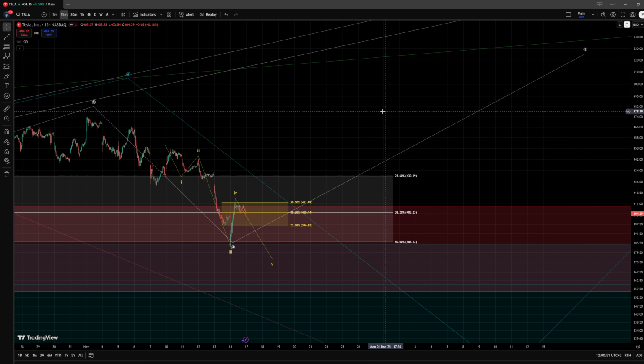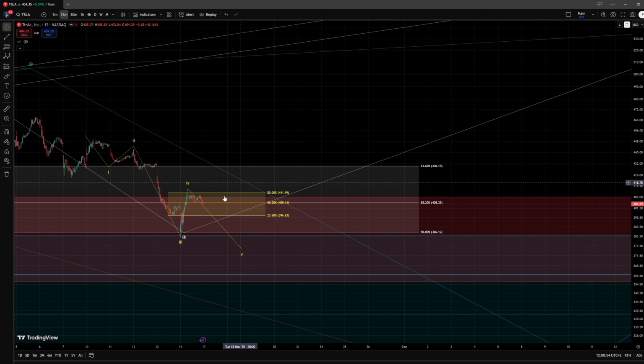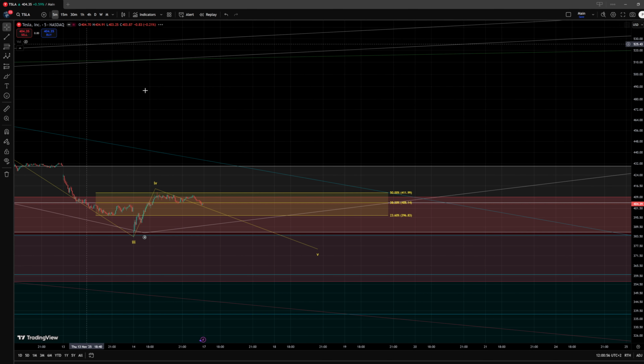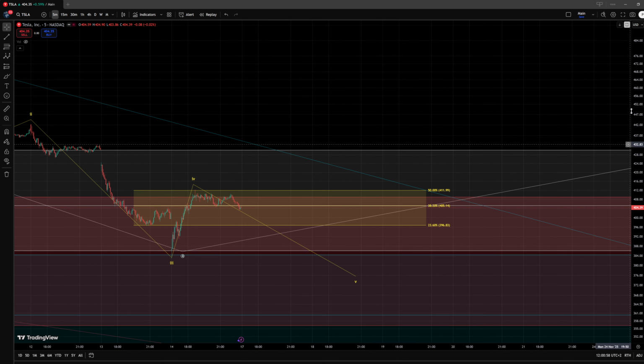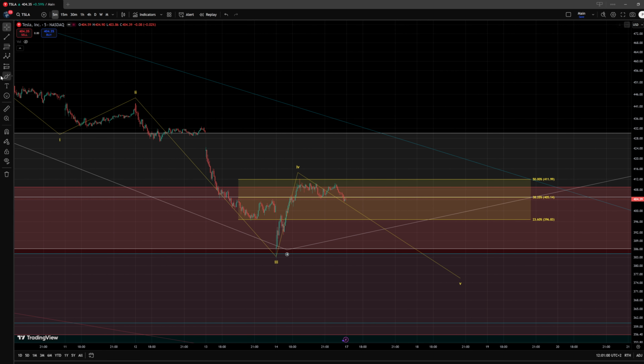Now, from a smaller time frame perspective, I don't necessarily consider that we have formed here internally a 5-wave move up. I would rather be considering this actually an ABC. Probably something like that would work better. Could work out.